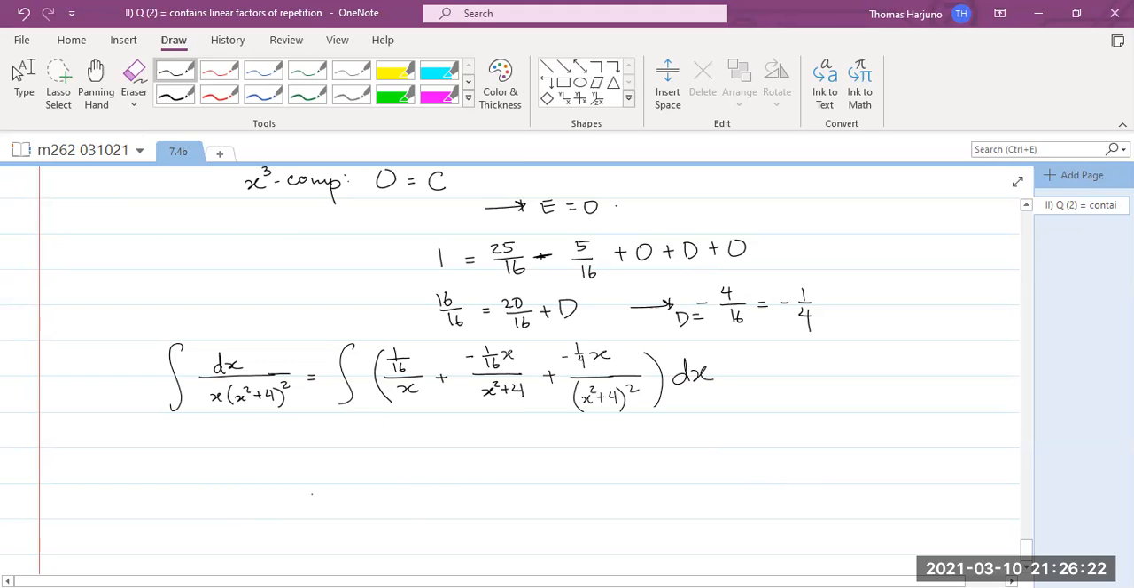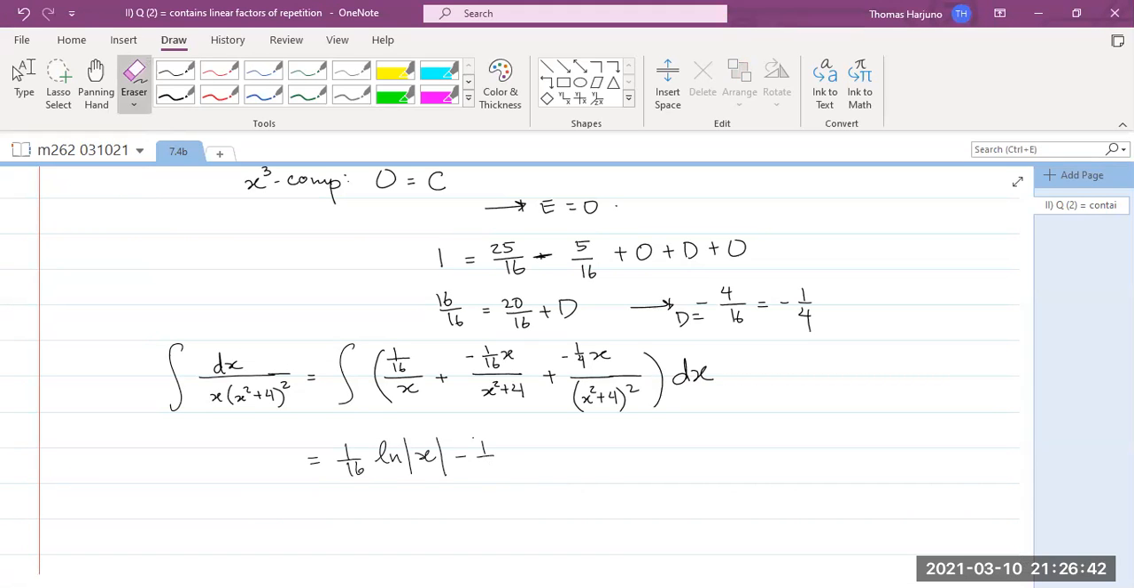So this will then be 1 over 16 natural log of the absolute value of x, minus 1 over 16, or 1 over 32. Yeah, 1 over 32 natural log of x squared plus 4.